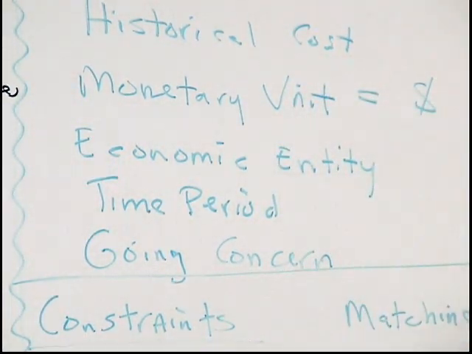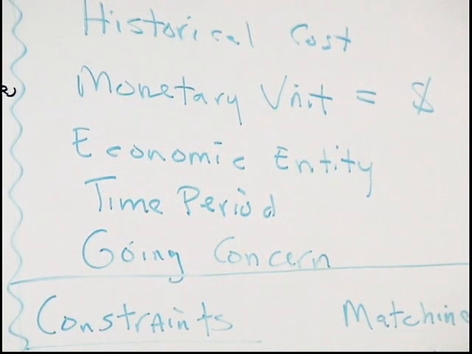We also assume that the entity is a going concern, that it will continue for a relatively long period of time, and that the assets will be liquidated in an orderly fashion. Now, what I mean by that is, if you sell inventory, the inventory converts to receivables. The receivables will convert to cash. The liabilities will be paid off, in time.